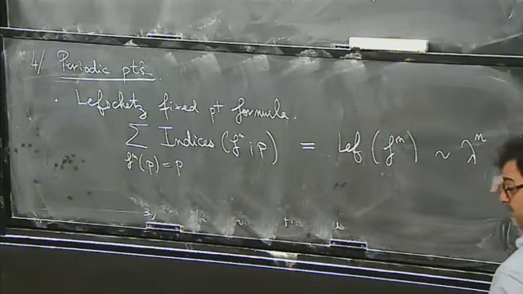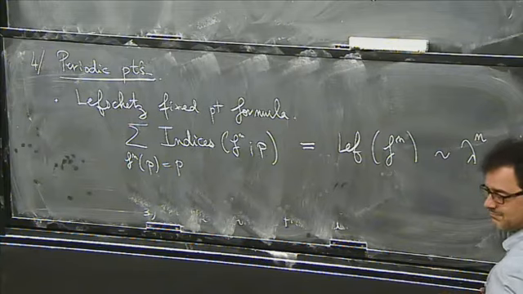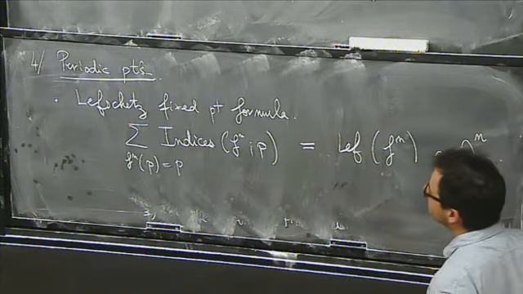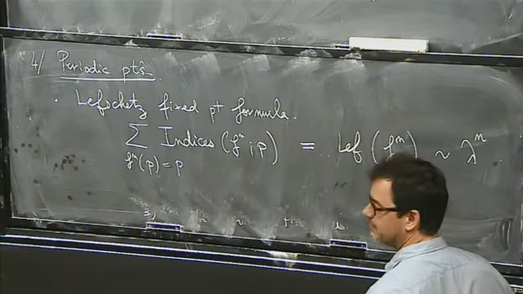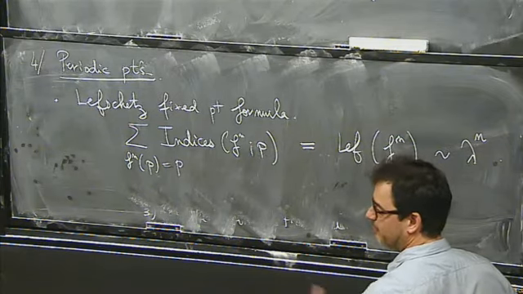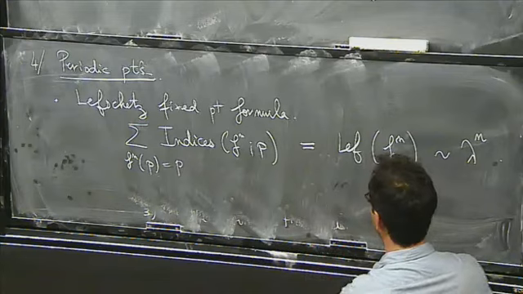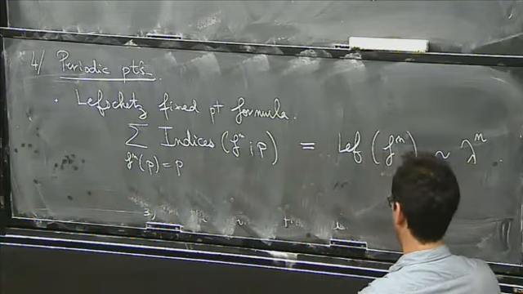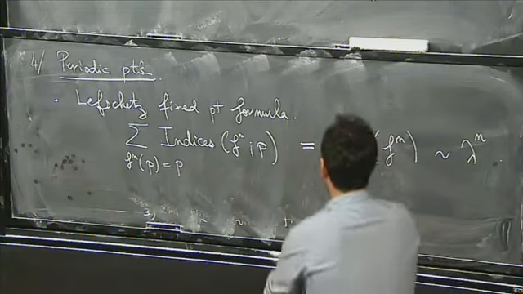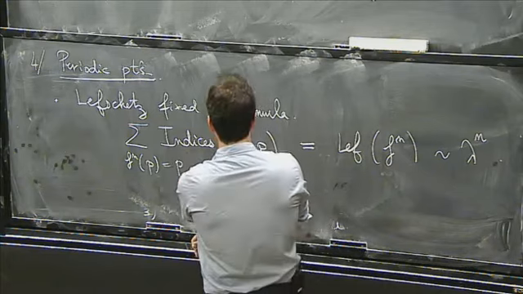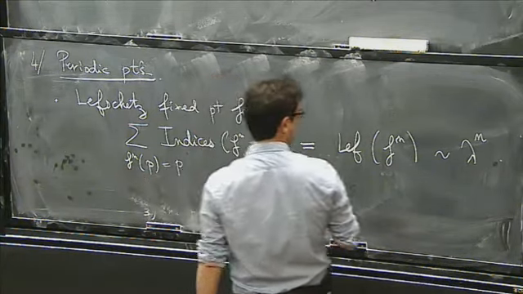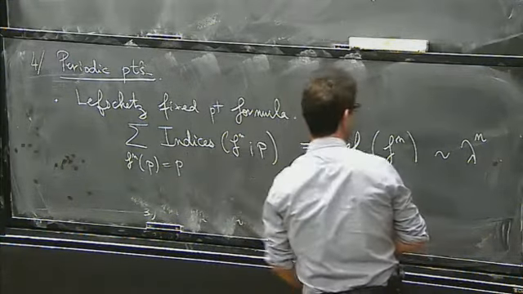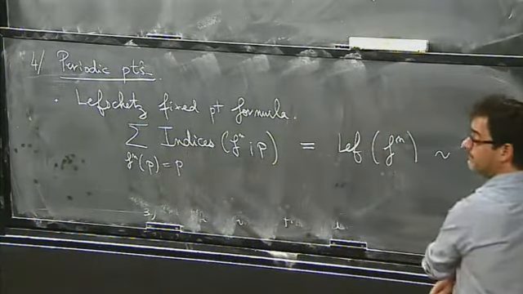F is just a map of some degree. It's an automorphism for a surface. So it's a diffeomorphism, a holomorphic diffeomorphism of a compact complex surface. So what we expect is that the number of periodic points of period n, or dividing n, behaves like lambda to the n.